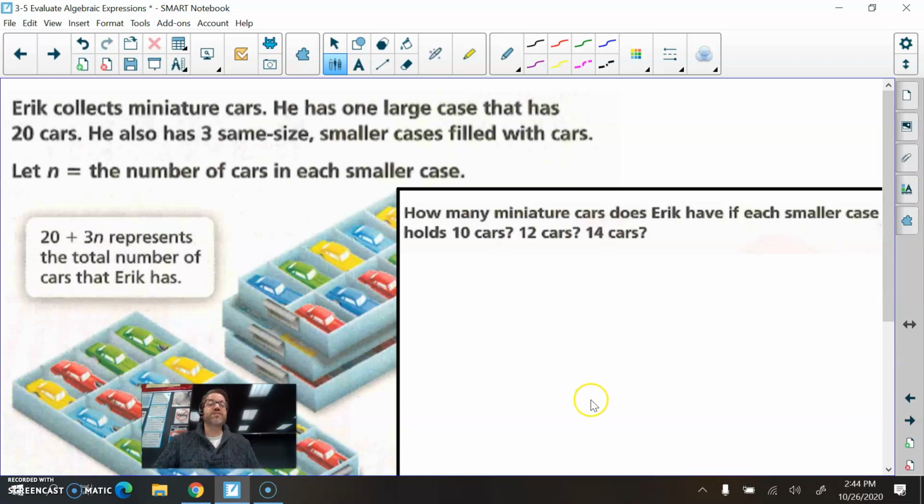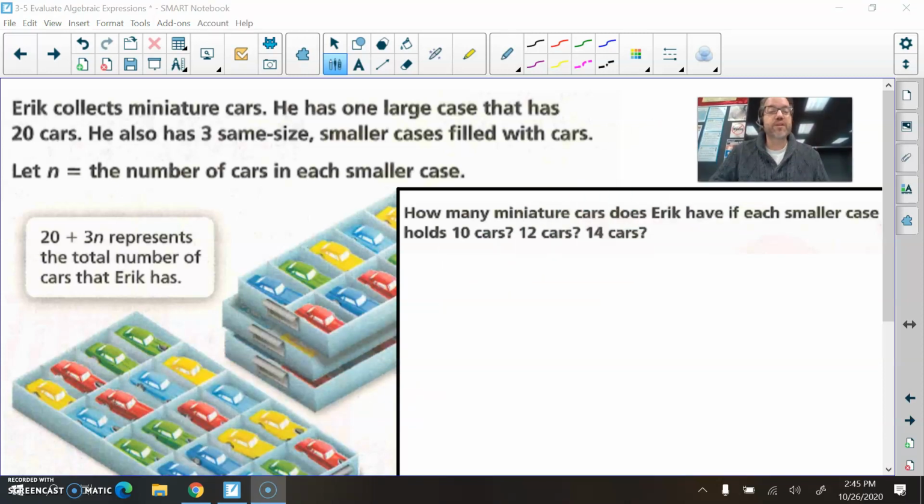Let's look at another example. We have this guy named Eric. Eric collects miniature cars. He has one large case that has 20 cars. So here we have a case right here that has 20 cars in it. We have 20 cars here.